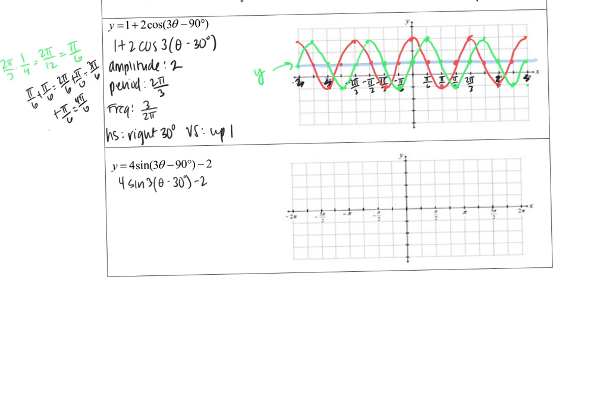Okay, so let's talk about everything that I have here. I've got an amplitude of 4. I've got a period of 2 pi over 3. I've got a frequency of 3 over 2 pi. I've got a horizontal shift of right 30 degrees. And I've got a vertical shift of down 2. Let's start first by putting in the midline. Negative 2 is in there.